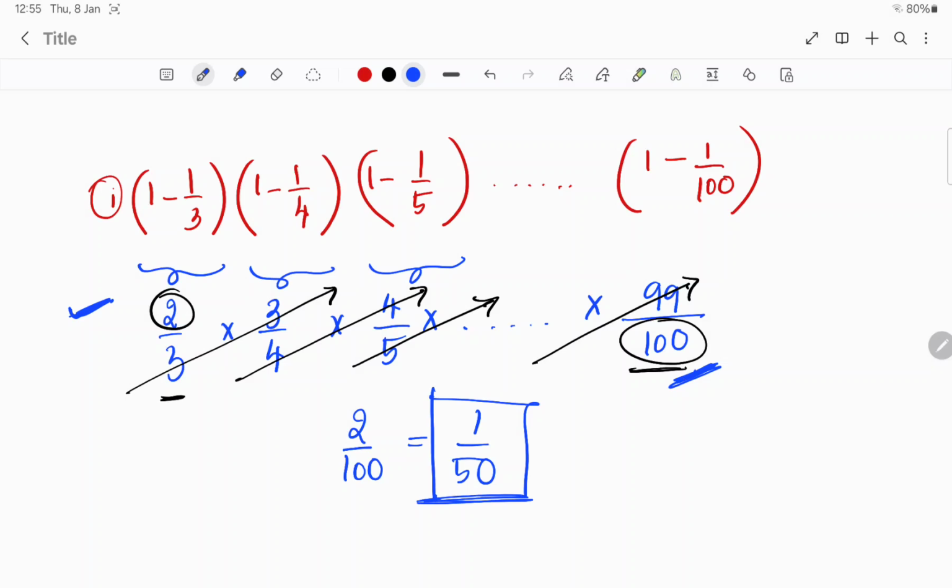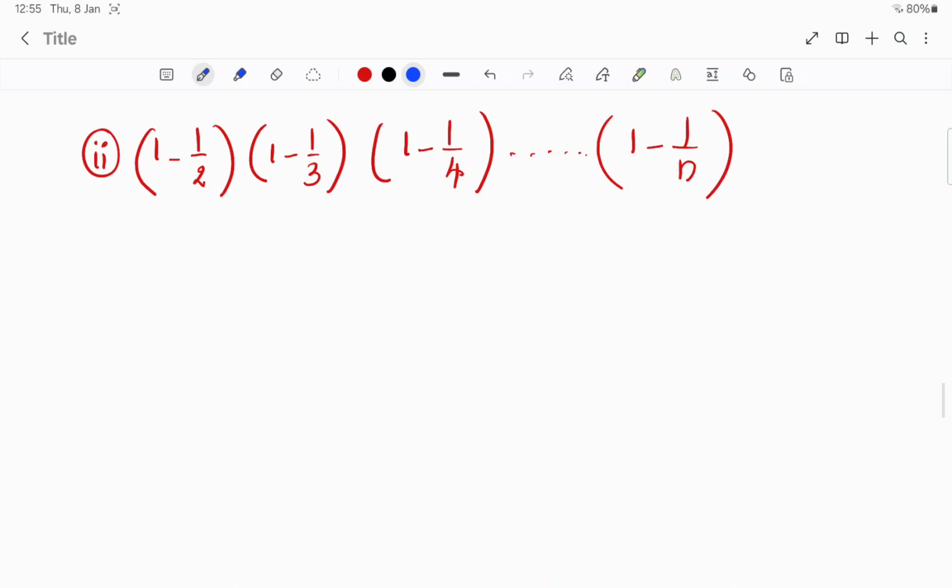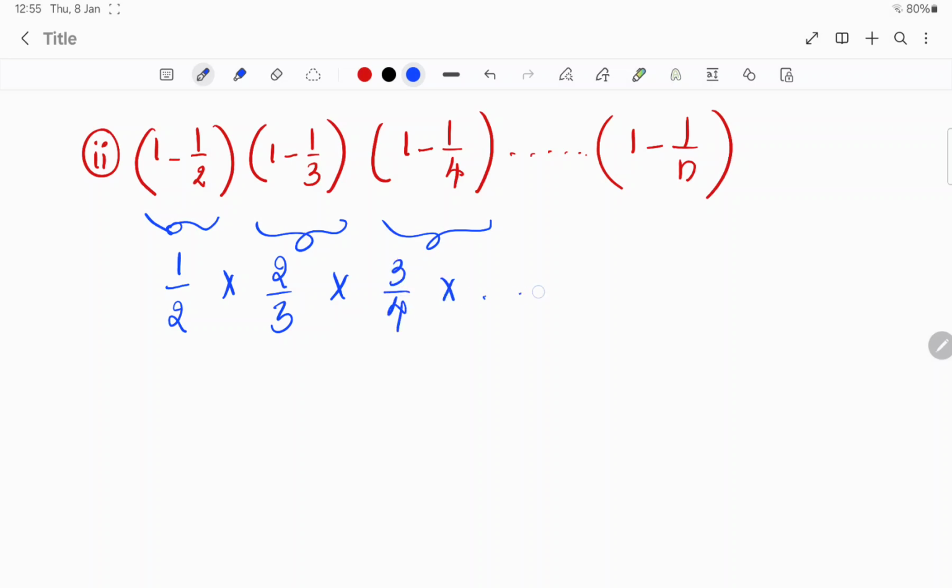Okay, so second question we will solve. So that's also similar to this question. We will try to solve the second question. So this is the second question. So let's analyze the first term. So 2 is the LCM, 2 minus 1, 1 by 2 multiplied by 3 is LCM, 3 minus 1 is 2 by 3. So 4 is the LCM, 4 minus 1 is 3 by 4. So on. The last term is n. N is the LCM, n minus 1 numerator.